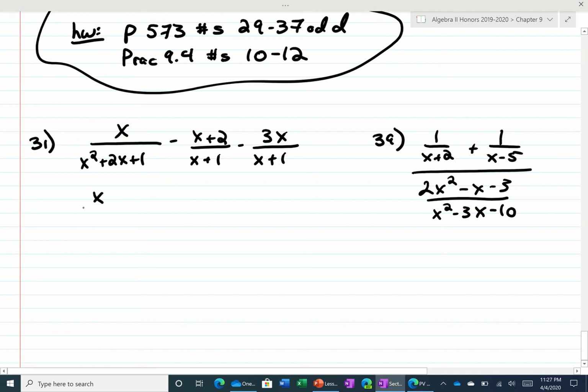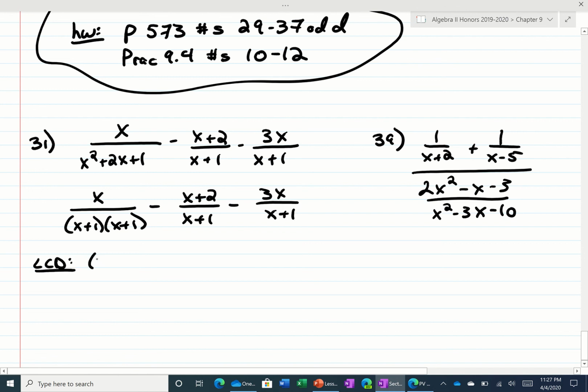First thing we have to do is we have to factor over here. This is going to be x plus 1 times x plus 1, minus x plus 2 over x plus 1 minus 3x over x plus 1. So it looks like for 31, the least common denominator would be x plus 1 times itself. So I need to multiply this one by x plus 1 over x plus 1. I need to multiply this one by x plus 1 over x plus 1.